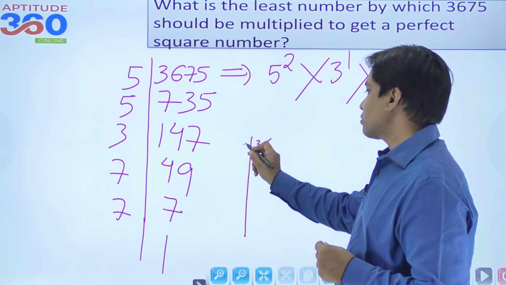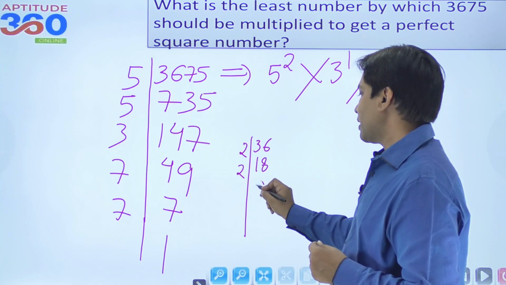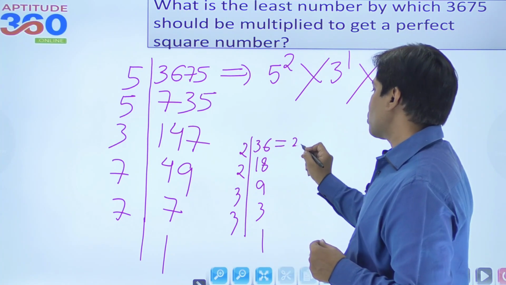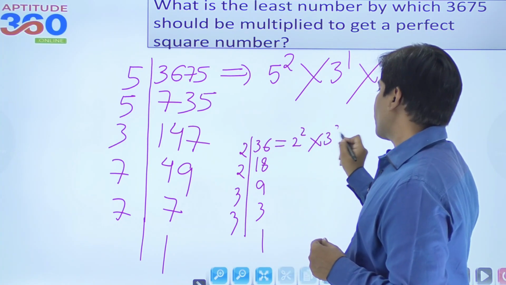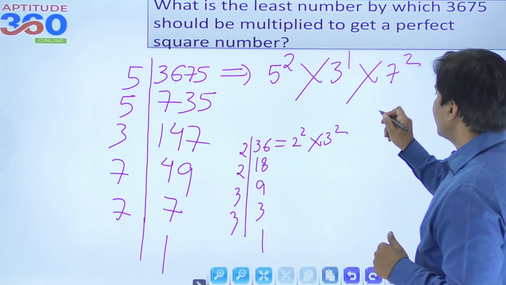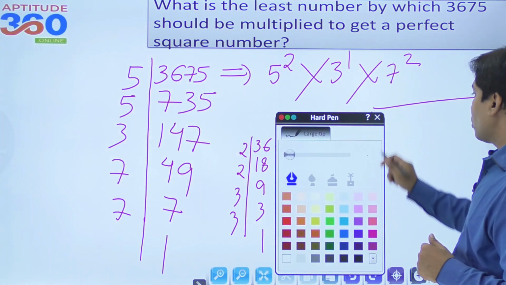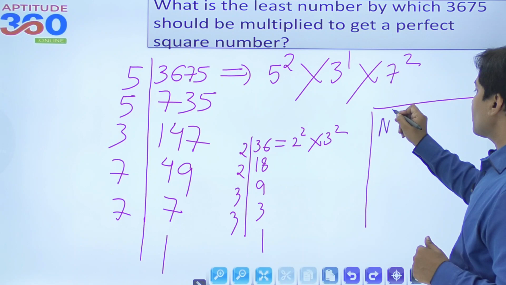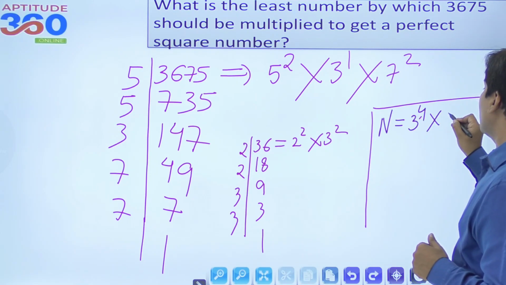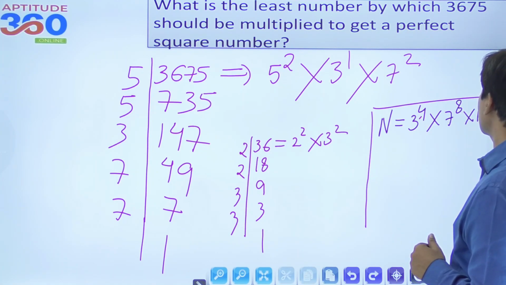36, so you say 2. That's the simplest way. That's 3. So 36 is going to be 2 square into 3 square. Say I am writing any random number, say my random number is 3 to power 4 into 7 to power 8 into 11 to power 6.